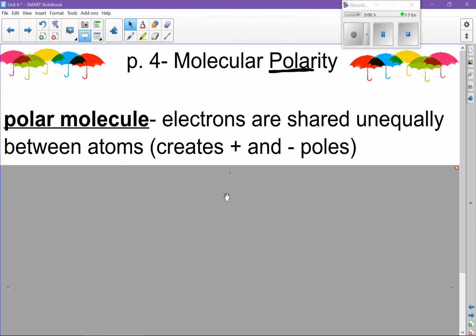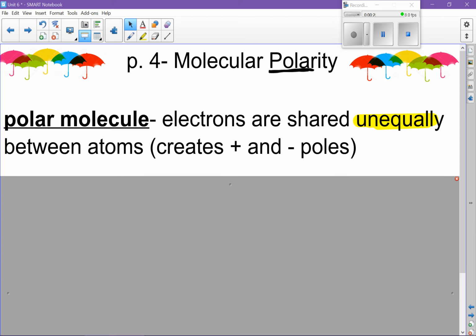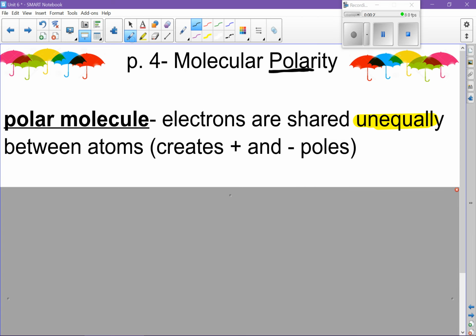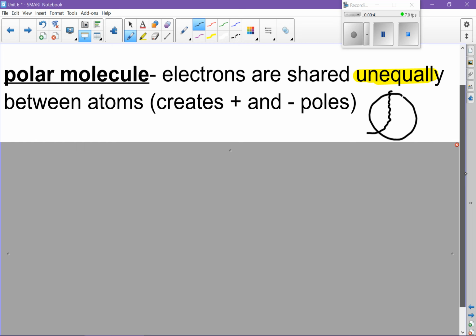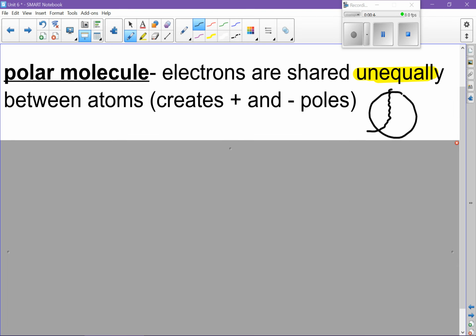A polar molecule is where the electrons are shared unequally between the atoms. And so when they're not shared equally, you have a positive end and a negative end. The electrons kind of get pulled in one way. So a good way to think about this is pretend I have a circle. If I don't share it equally, then I break off a little piece like that. Okay, so I don't have two equal halves. That's what polar looks like. Not sharing, which is not very nice. Somebody got a bigger piece.